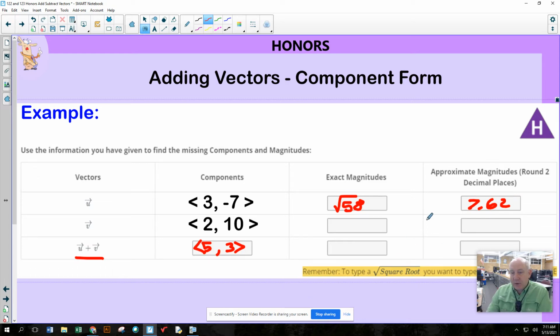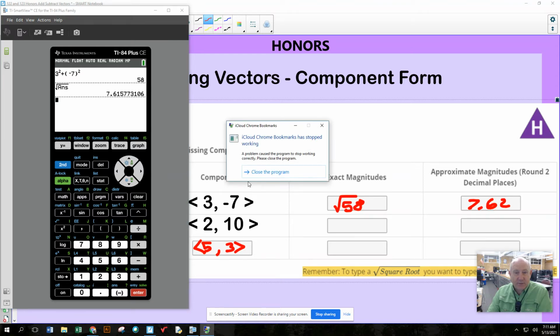And I'm going to be really curious to see if, when we add these together, do we get a total magnitude below? We'll find out. Okay, so let's do the next one.